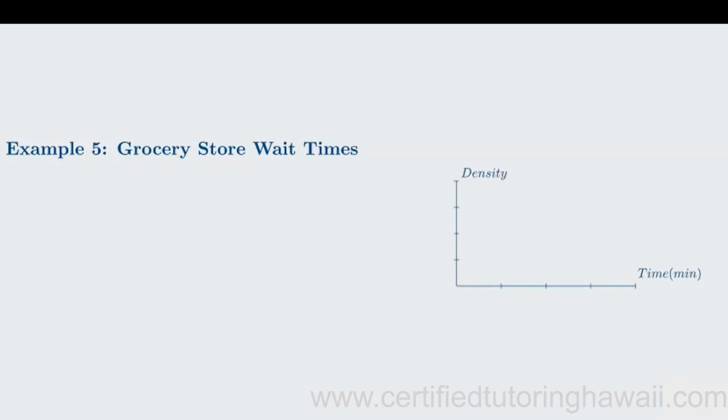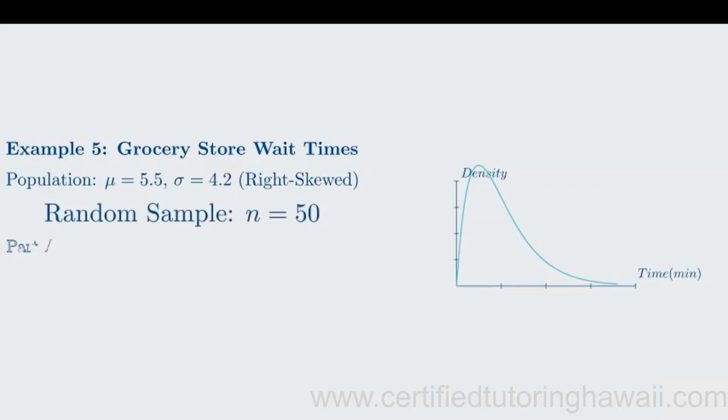The distribution of individual wait times is heavily right-skewed because most people wait a short time, but a few wait a very long time. The store manager wants to investigate if the wait times are too long. She takes a random sample of 50 customers and calculates their average wait time. Part A. Describe the sampling distribution of X bar.